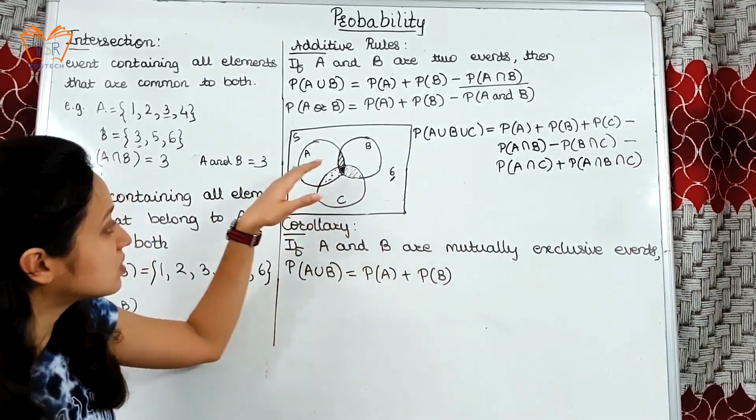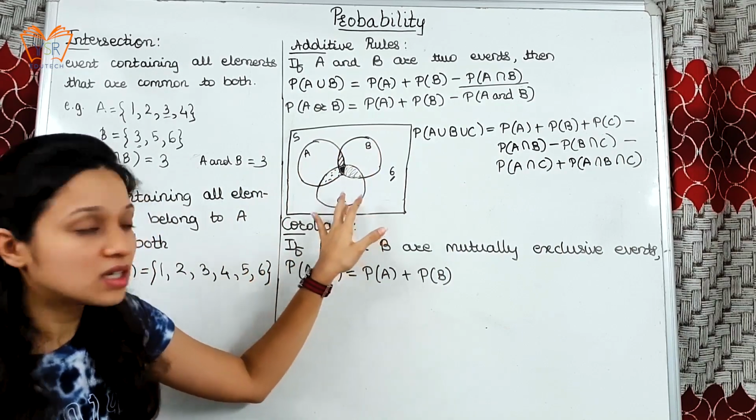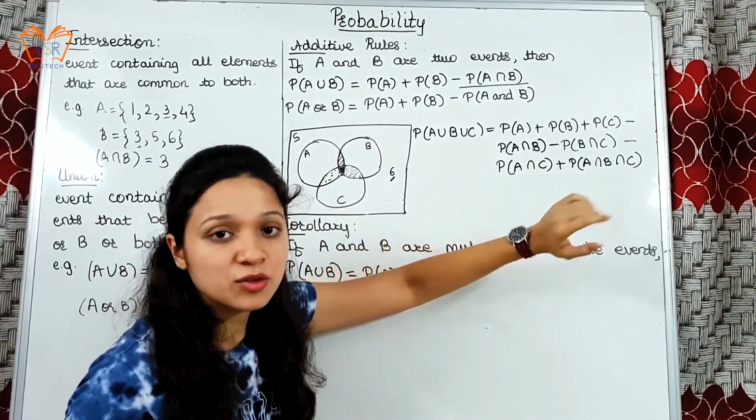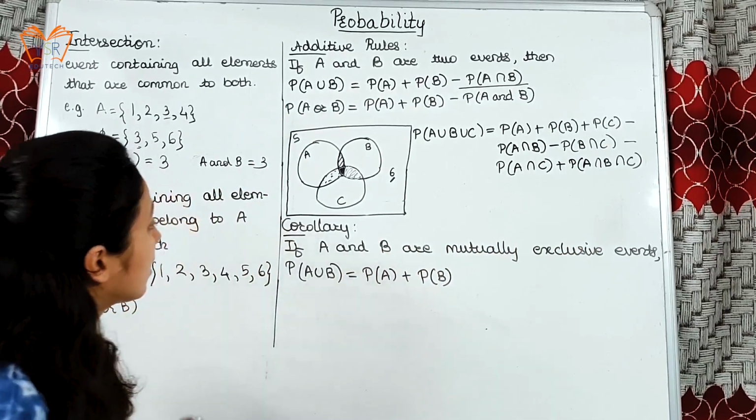What you do is you simply take an example that consists of various elements for A, B and C, solve using this formula and see if you get it correct. If you still have doubt, you can ask in the comment section.